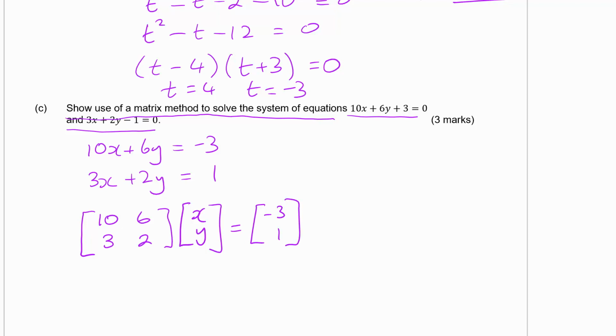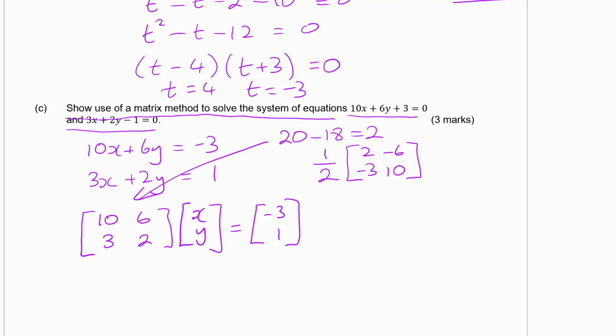We need the inverse of this matrix here. The determinant there is 10 times 2, which is 20, take away 6 times 3, which is 18. So the determinant is 2. So it's going to be a half. And we're going to swap the leading diagonal and take negatives on the other diagonal, like so. So we've got a half of [2, -6; -3, 10].